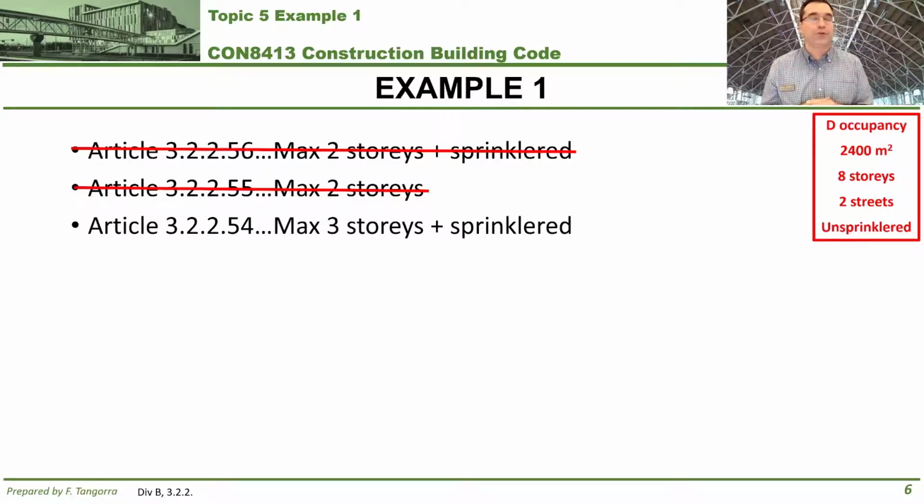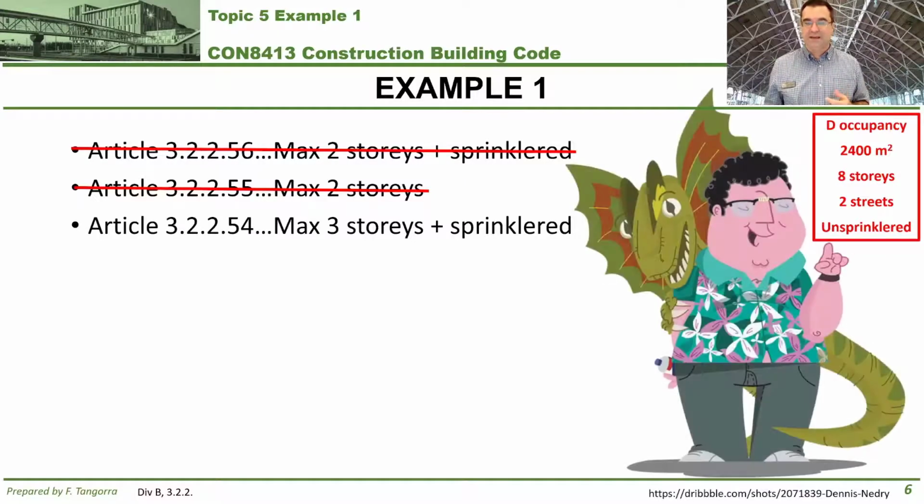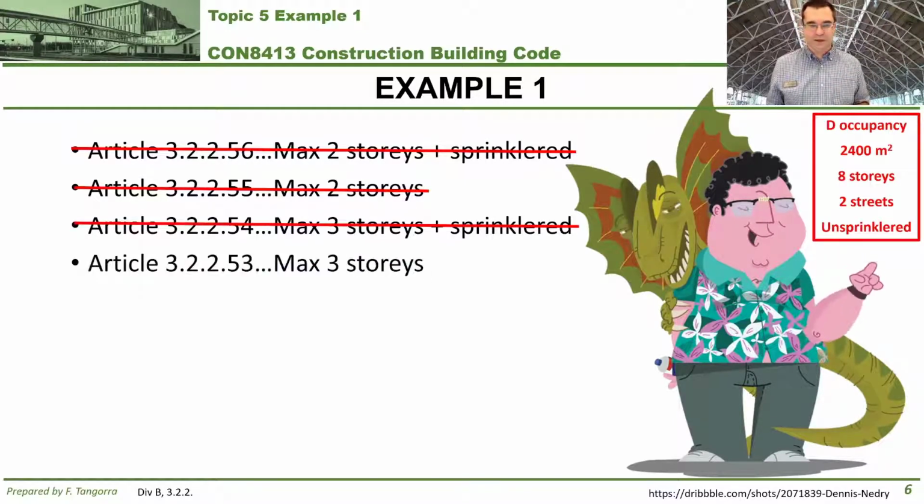We're now on Article 3.2.254, which is titled Maximum 3 Stories and Sprinklered. Does this apply? No, for 2 reasons. This is for sprinklered buildings and our building is not, and it's for a maximum of a 3-story building and our building is 8 stories. No good. Let's move on. The next article backwards is 3.2.253, maximum 3 stories. Does that apply? No, our building is 8 stories.